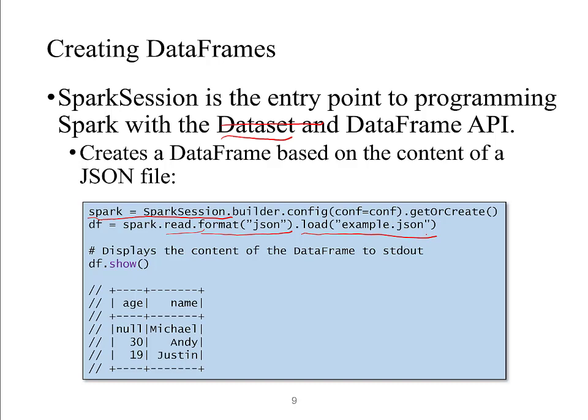Right. So if we want to display the content of the data frame to the standard output, we just use df.show. We will talk about this show function later. But in general, it will output the content of the data frame. It is just like what you have been seeing in, for example, Postgres SQL. The output style would be quite similar.